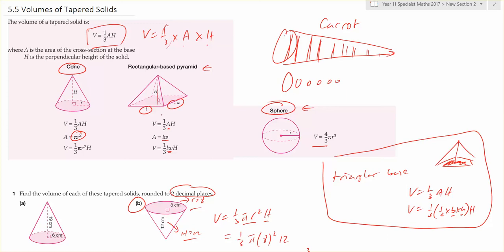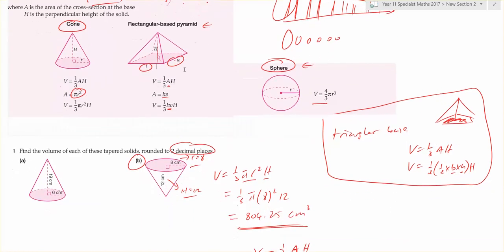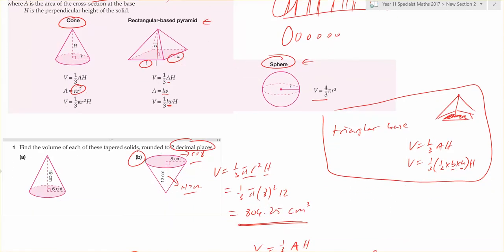So let's find the volume of a cone. Example 1b. We've got the base area being pi r squared, because it's a circle. So pi times 8 squared is the area of the base, times a third times 12. When I enter that on my calculator, I get 804.25 centimeters cubed.